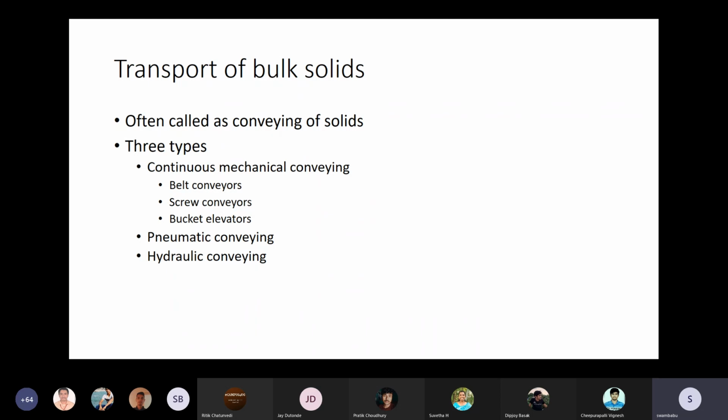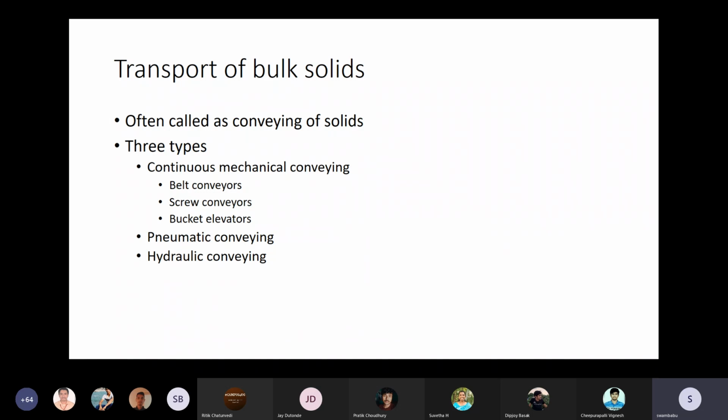So the conveying of solids is basically of three types. One type is called continuous mechanical conveying. This type of conveying is used when the bulk solids are very big, a few centimeters in size. Often, this continuous mechanical conveying is open to the atmosphere.